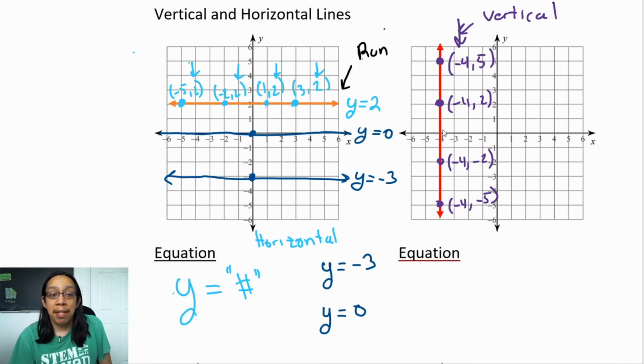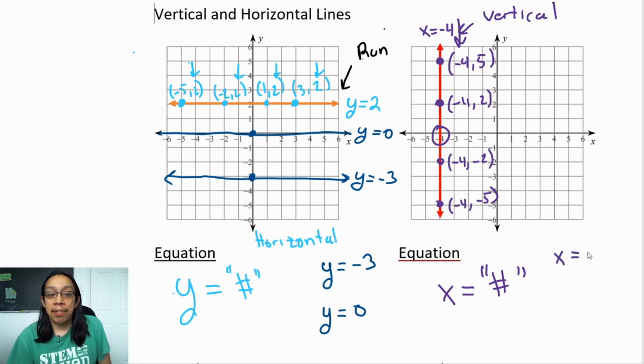In this case, this red line is crossing at -4. So that means your equation for this red line will be x equals -4, because all of the x values are the same. So what's the idea? The idea is that when you're working with a vertical line, the equation will always be x equals whatever number you're working with. Again, let's look into some other examples.